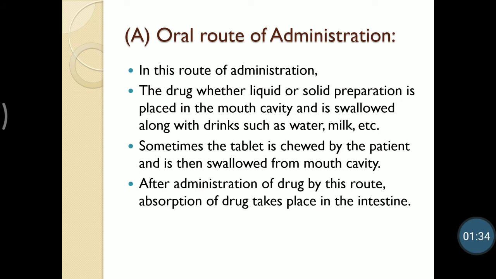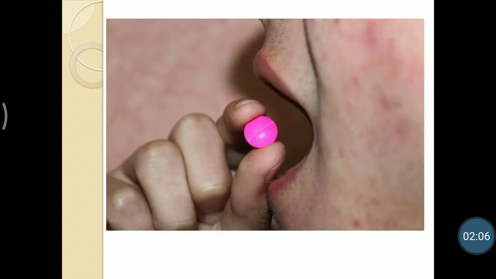So first, coming to the oral route of drug administration. In this route, it's quite simple. In day-to-day life, we use it a lot, like when we take syrups, capsules, tablets, which are normally placed on the tongue and swallowed with the help of drinks like water, milk, etc. Sometimes the tablet is chewed by the patient before swallowing, and maximum drug absorption takes place in the intestine. So we can see the image, a person taking the drug by oral route.